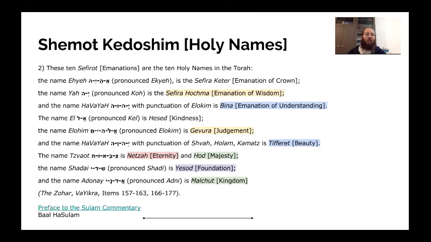And this is referencing from the Zohar Vayikra, items 157 to 163, and 166 to 177. This is from the preface to the Sulam commentary by Baal HaSulam. And what I've done is, of course, I've colored it by the emanations, but I've also put in the Hebrew words and their punctuation points.